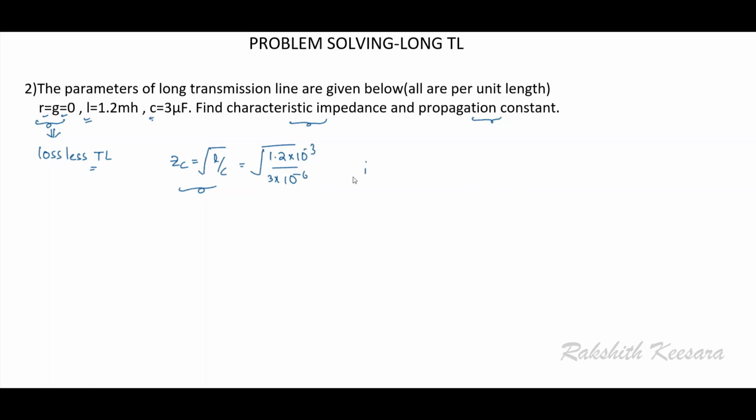Next, what is propagation constant? Gamma will be j beta, which is j omega root over L into C. Take frequency as 50 Hz. So this will be j 2 pi f into under root L 1.2 into 10 power minus 3 into C 3 into 10 power minus 6. You can calculate the answer.